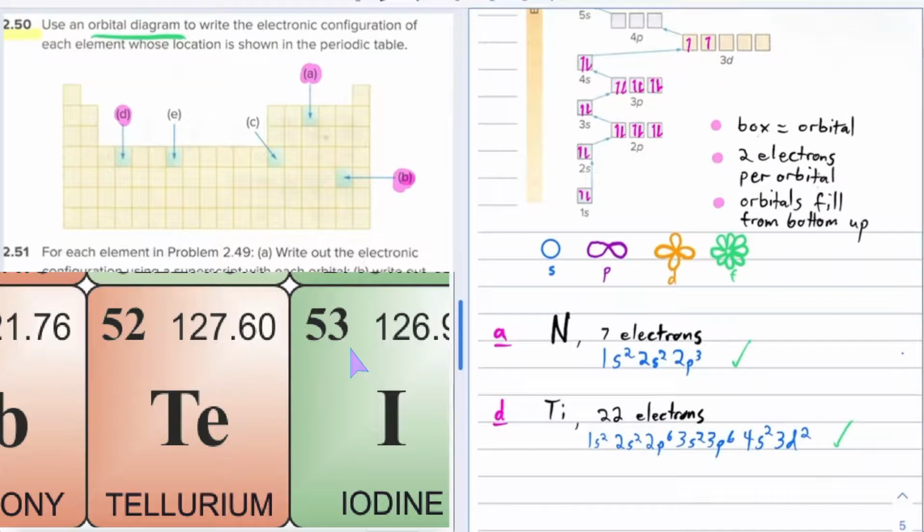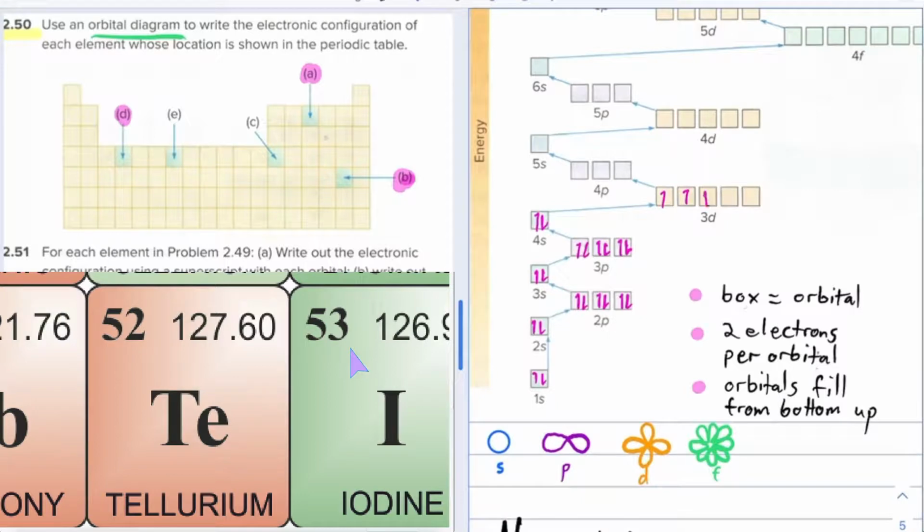So here we'll do B, and this is going to be iodine, 53 electrons. Okay, and we would do this the same way, and where did we end up with? We ended up with 22 electrons, so we'll just continue on, 23, 24, 25. So let's go back up here. 23, 24, 25, go back and pair them. 26, 27, 28, 29, 30. Done with 3d's. 31, 32, 33, 34, 35, 36, 37, 38, 39, 40, 41, 42, 43, 44, 45, 46, 47, 48, 49, 50, 51, 52, 53.